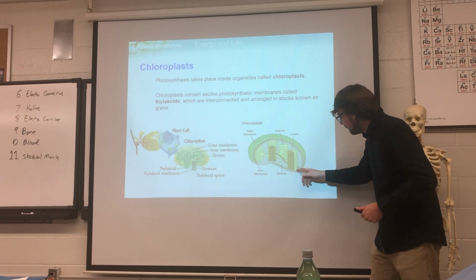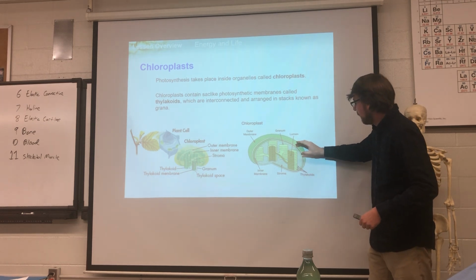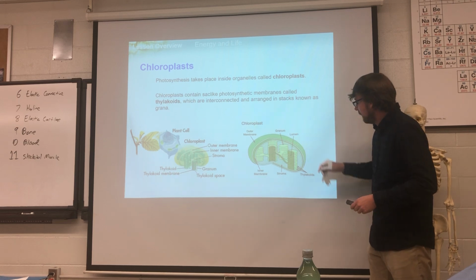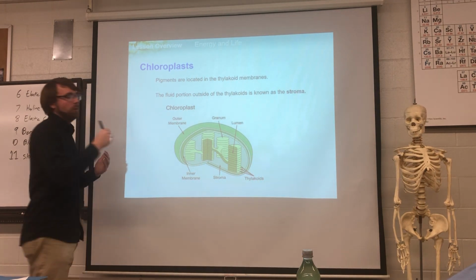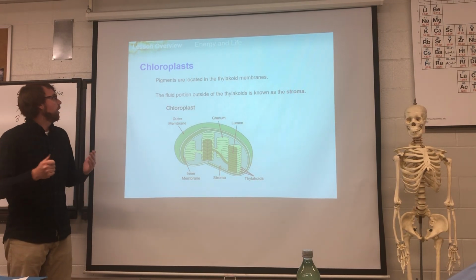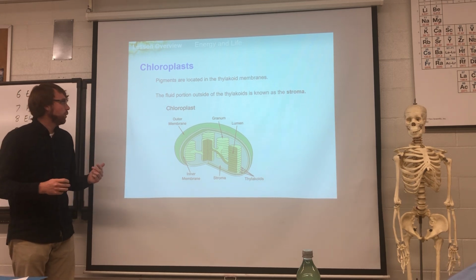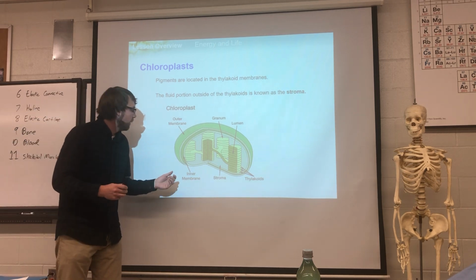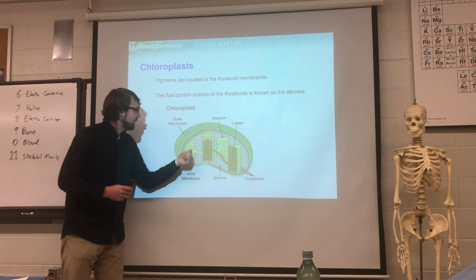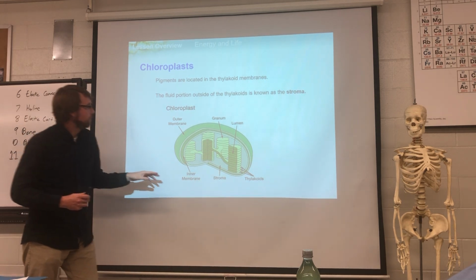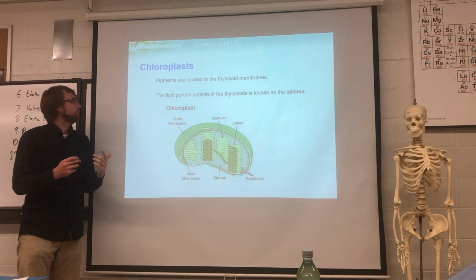So inside there are these little stacks, they look like little green coins stacked up. They are called thylakoids. They are connected into groups called grana. So the pigments, the chlorophyll, are located in the thylakoid membranes. The fluid portion outside of the thylakoid is known as the stroma. So this fluid portion is the stroma. The connected portion is the grana. And all the individual pieces are thylakoids.